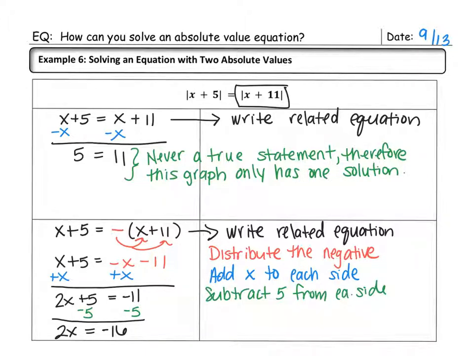And then our last step would be to divide by 2. So we're going to divide by 2. Sorry, I ran out of room a little bit. So your final answer would be x is equal to negative 8. And again, there's only one solution because up at the top, when we solved the first equation, we got an answer that wasn't true. So 5 is not equal to 11, so these two graphs only cross at one spot.